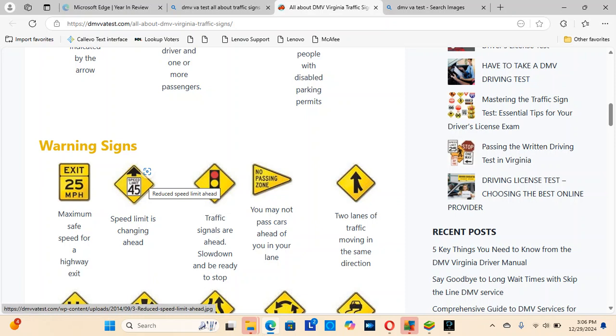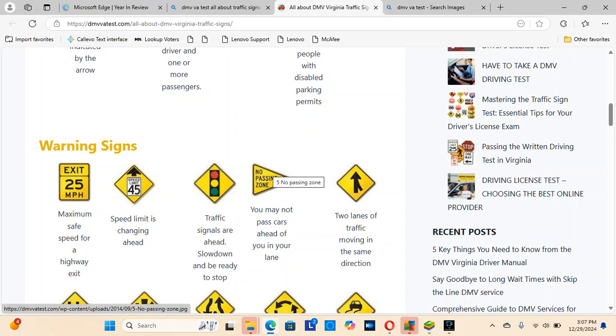This here tells you that the speed is going to be changing up ahead. So if you're doing 65 miles an hour, you're going to have to change that speed and slow down to 45 miles an hour. This is a traffic signal telling you that there is going to be a traffic light coming up and that you need to slow down for that.